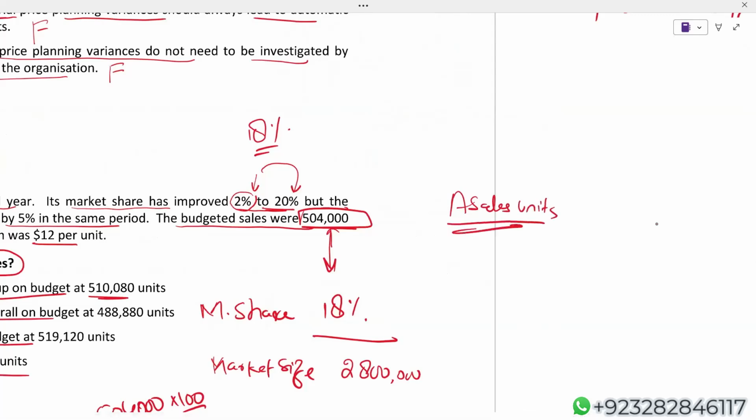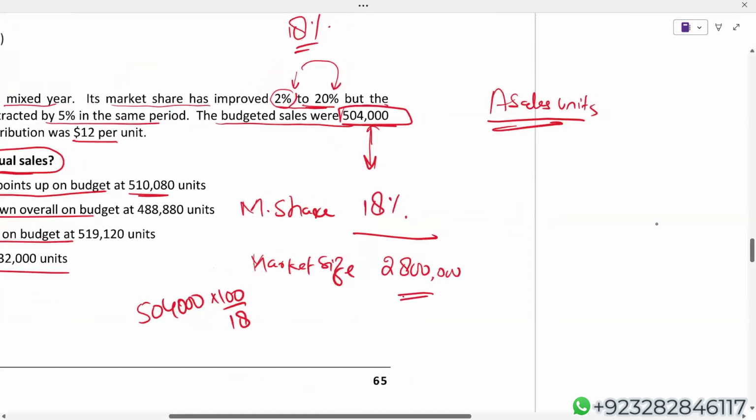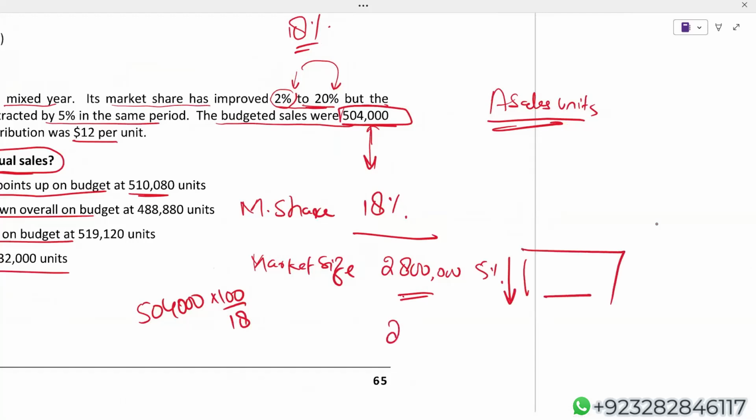Before we find out actual sales units, the question says the market size has reduced by 5%. If the market size has reduced by 5%, then I will take 95% of that. So 95% of 2.8 million is actually 2.66 million. So now the market size is 2,660,000.